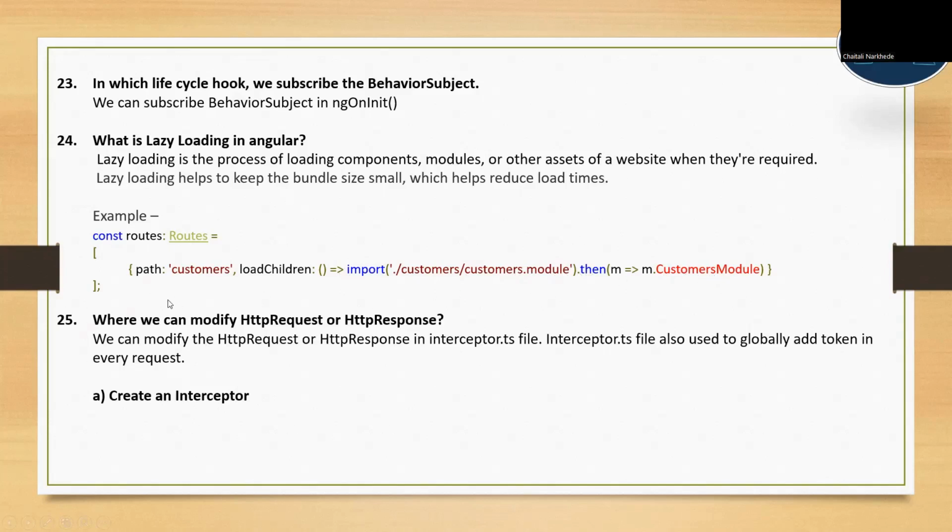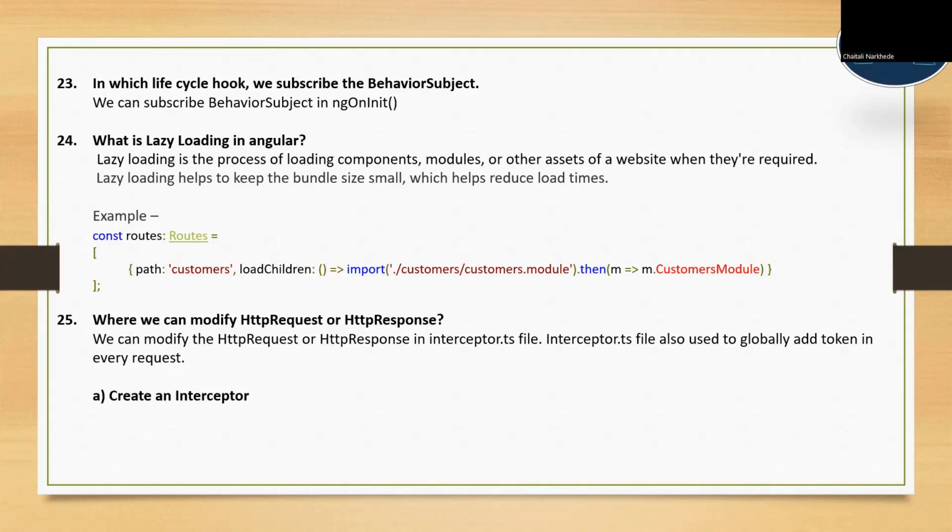Now next question, how can we modify an HTTP request or response? We can modify an HTTP request or HTTP response in an interceptor file. The interceptor.ts file is used to add a token globally. It means every time you call a web API, you don't need to add the token to your request. You just add it globally in the interceptor.ts file.